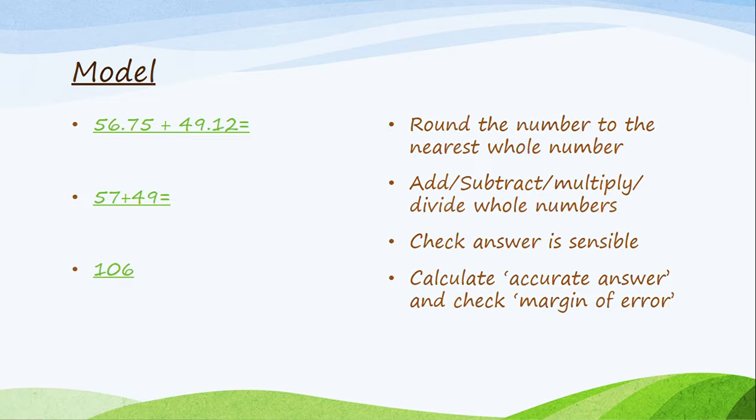Finally today, I want you to calculate the accurate answer. So go back to the question and calculate the exact answer. So 56.75 add 49.12. And then, as a little challenge, as you're in year 6, I want you to check the margin of error. So compare your answer for the accurate answer and your estimated answer and see what the difference was. So that would require you to subtract. Hopefully you'll have a really small difference, and that shows you that estimating is a really good way of working something out quickly.